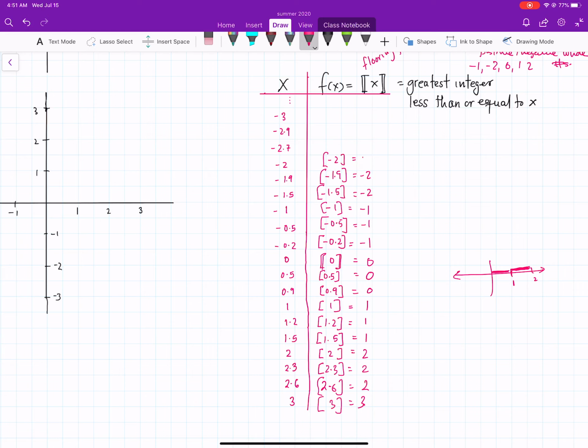Negative 2 is negative 2. And then we have negative 2.7, which is what? Negative 3.